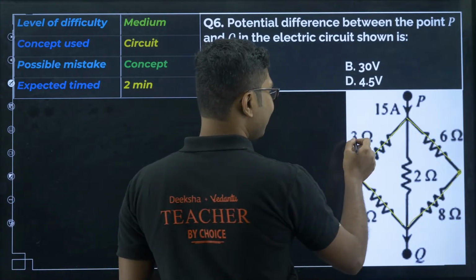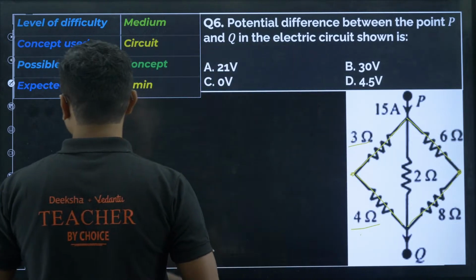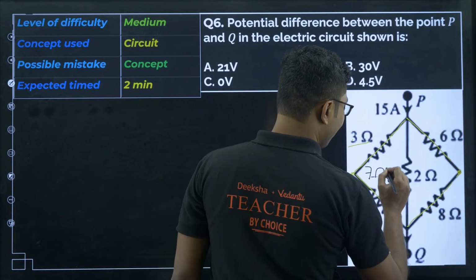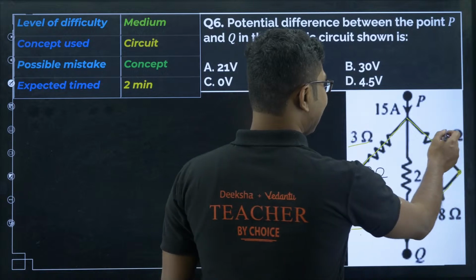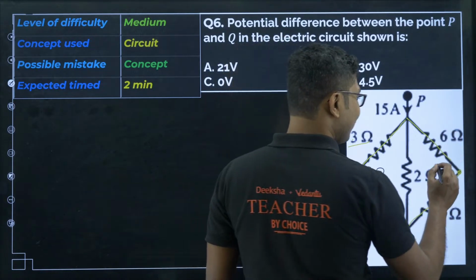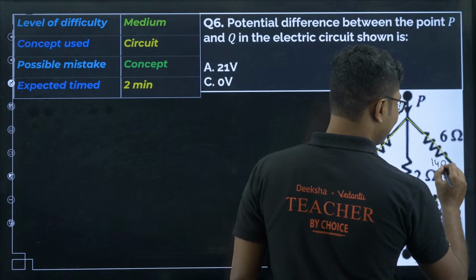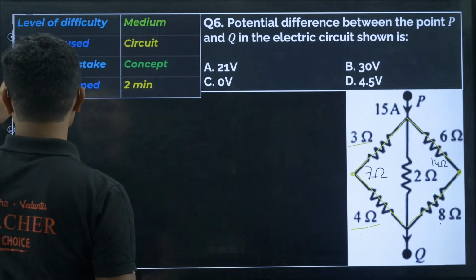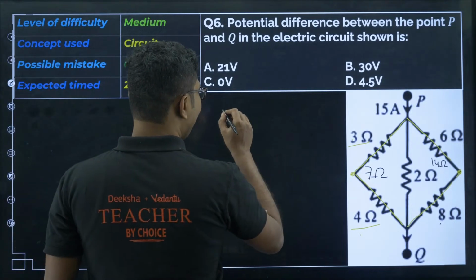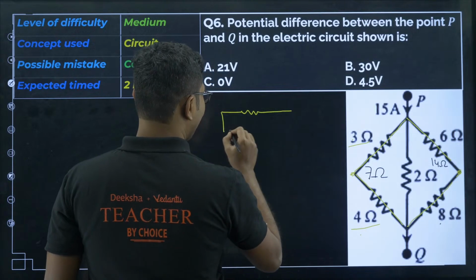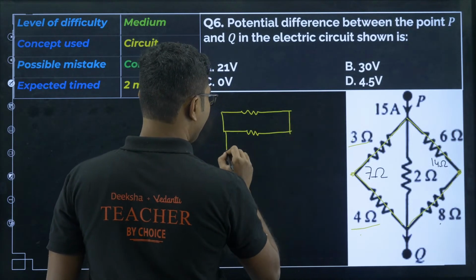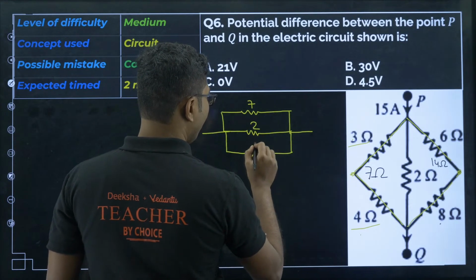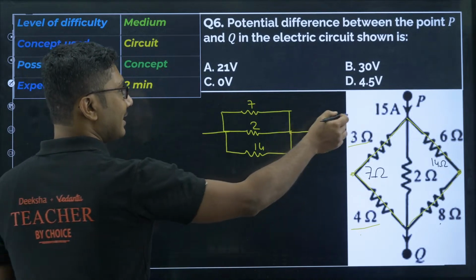So 3 ohm and 4 ohm are connected in series, so their equivalent resistance is 7 ohm. Similarly 6 and 8 are connected in series, so their equivalent resistance is 14 ohm. And we have another 2 ohm through the center. So basically it is like 3 resistances connected in parallel. One is 7 ohm, the middle one is 2 ohm, then we have a 14 ohm. So this is basically the simplest diagram, 7 to 14. And the current is already given, 15 ampere.